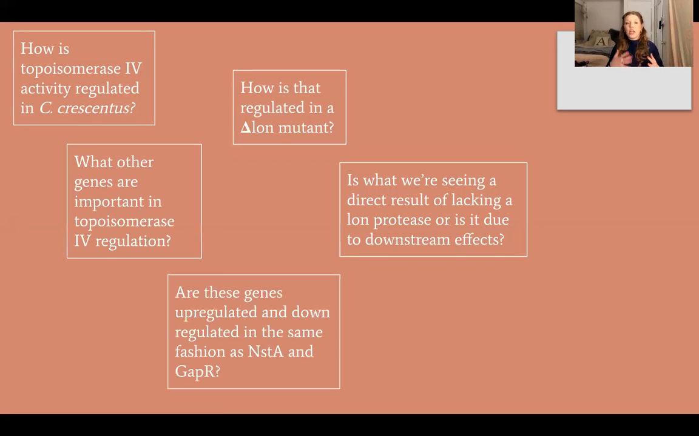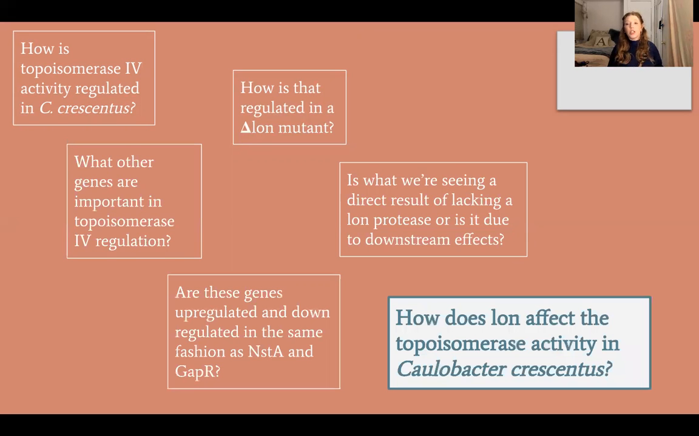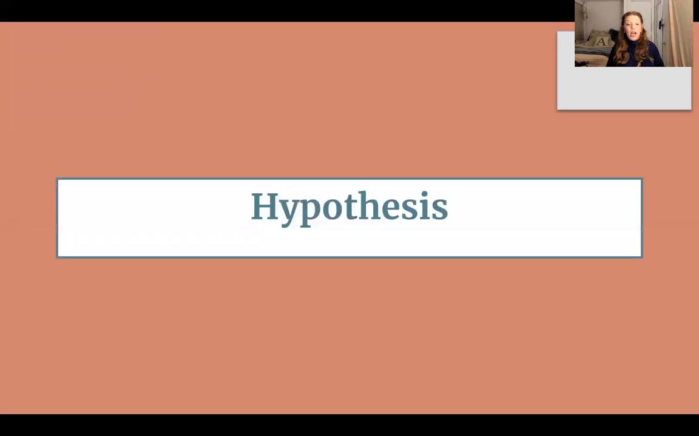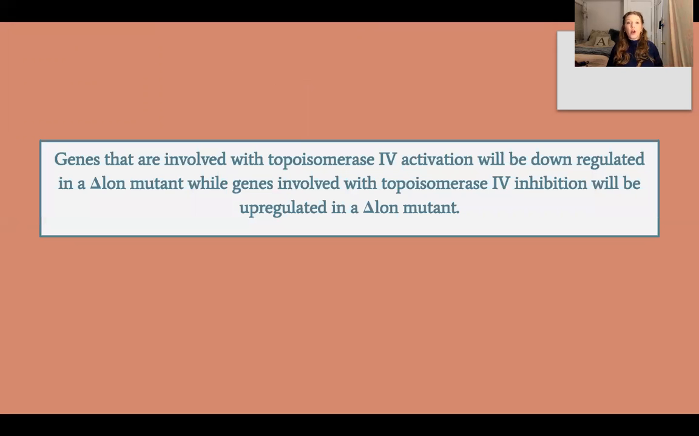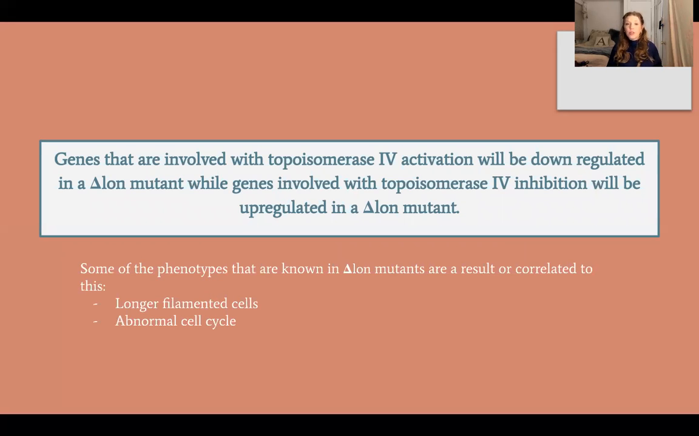And are those genes upregulated and downregulated in the same fashion as NstA and GapR, as in, are the inhibitory proteins upregulated and the activation proteins downregulated? Ultimately, we want to look at how Lon affects topoisomerase 4 activity in Caulobacter crescentus. I do have a quick hypothesis: genes involved with topoisomerase 4 activation will be downregulated in a delta lon mutant, while genes involved with topoisomerase 4 inhibition will be upregulated in a delta lon mutant. I'm thinking that some of the phenotypes we're seeing in these delta lon mutants, such as the longer filamented cells and the abnormal cell cycle, are a result of this inactivation and activation.